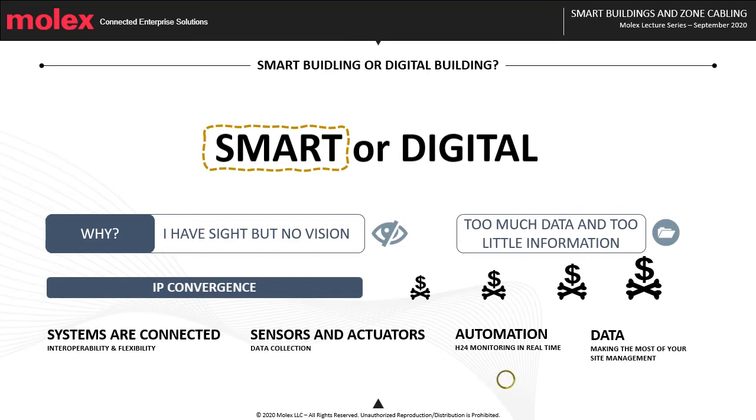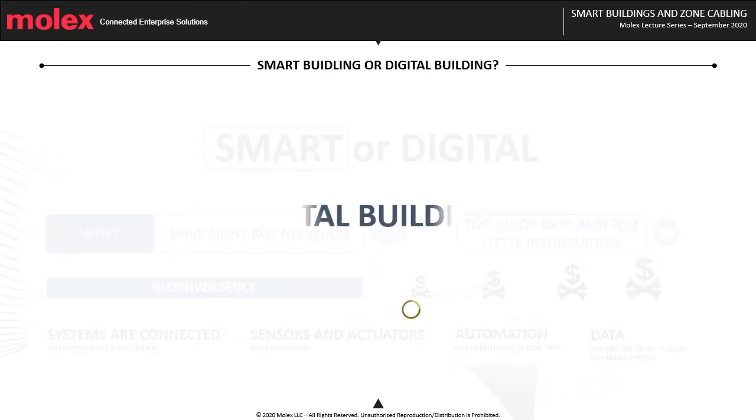Then automation. Information is gathered and analyzed by the systems that have been put in place in a smart building. Importantly, this is done constantly and in real time. This ongoing monitoring allows for automated adjustments that can control conditions across an entire building. And finally, data. Smart buildings generate a large volume of valuable data about their own use, which is something that regular buildings simply don't do. Now, at this point, we can also talk about digital buildings.